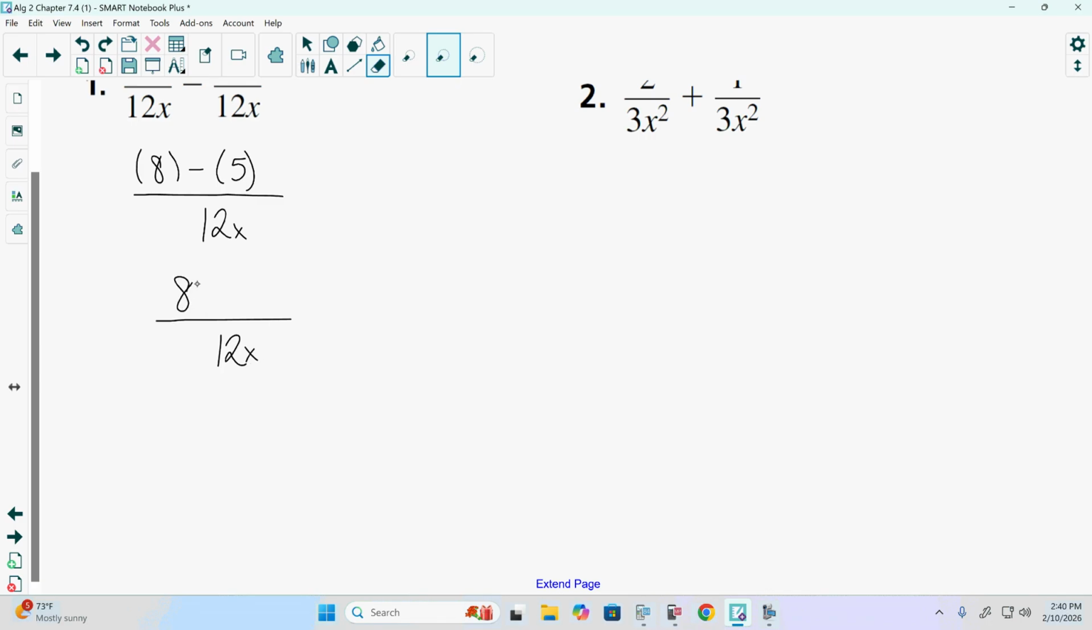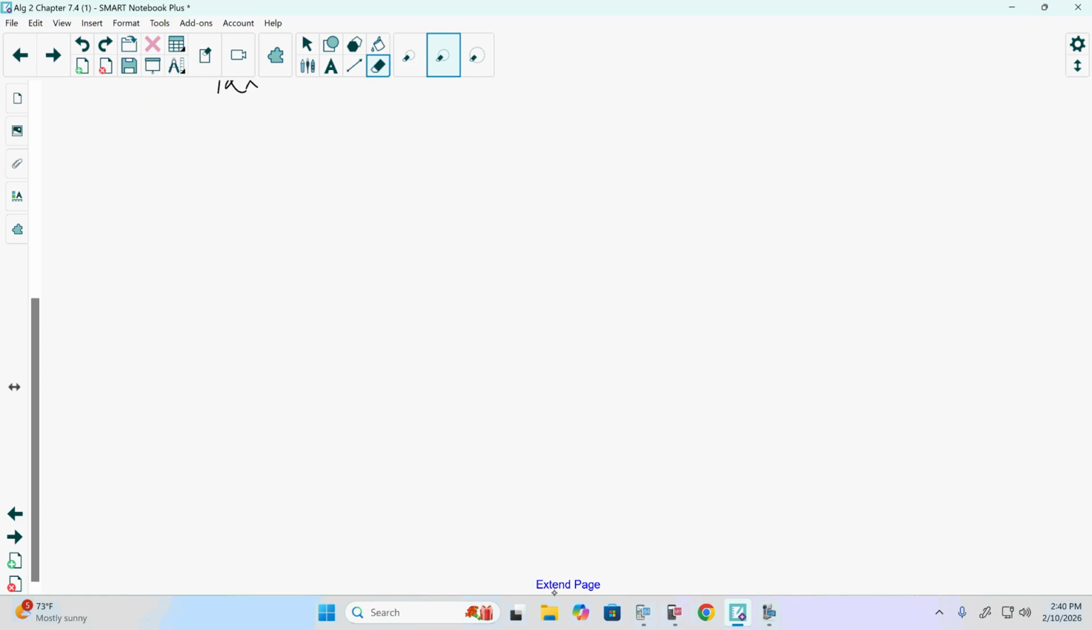Now, we don't need the parentheses on top. We use them just to make sure that we distribute our negatives, we apply everything properly. 8 and 5, are they like terms? 8 minus 5 is? So we had 3/12x, yes?